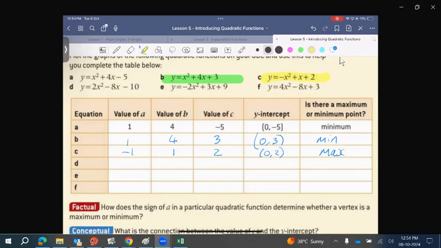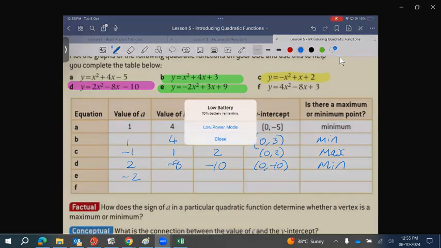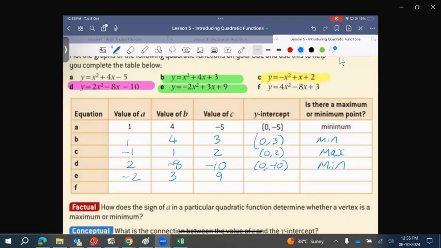And then let's look at the D. 2, minus 8, minus 10. 0, minus 10. Minimum. Somebody else help me with this one here. There we go. Minus 2. Sorry, Yasin. Minus 2, 3. 9. 0, 3. 0, 9. Oh, sorry. Min or max? I'm reading the wrong one. You're reading the wrong one.